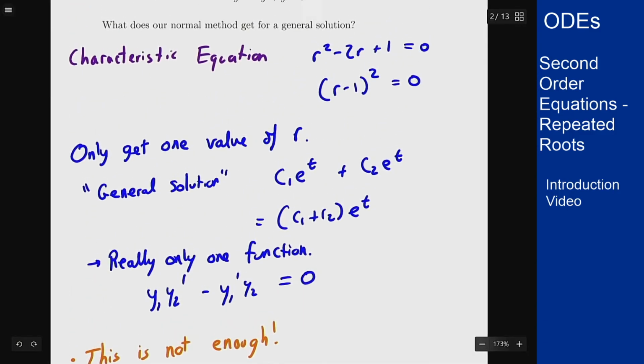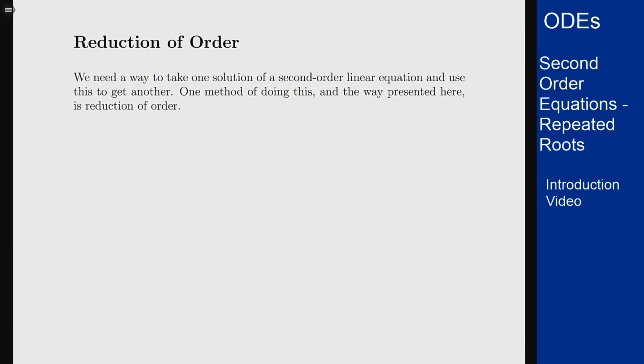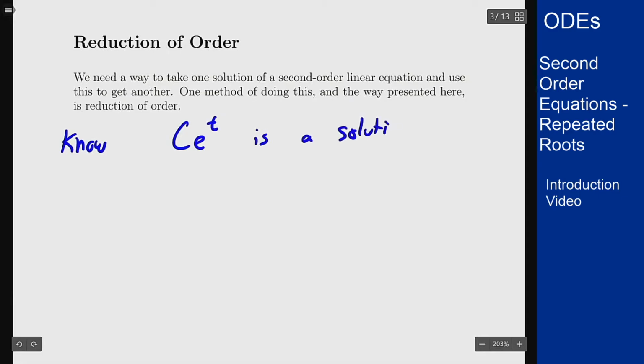As of now, this is a problem that looks normal. It looks like everything else we've been doing before, but I only got one solution from my method. I need to find another one. And the technique we're going to use here is the idea of reduction of order. This is sort of the standard way of getting to a second solution for these kinds of problems. It also works more generally. The idea is the following. So we know that c times e to the t is a solution for any c, because c is a constant, that's just how this problem works.